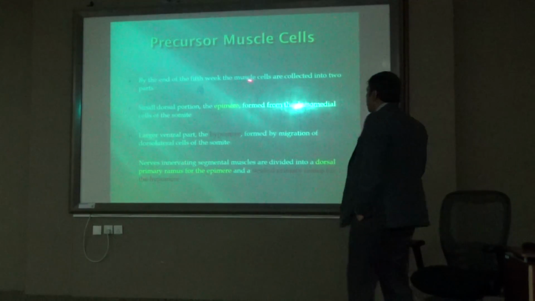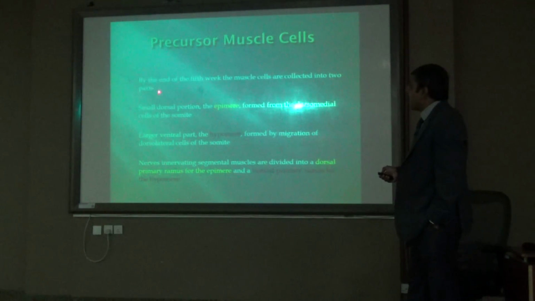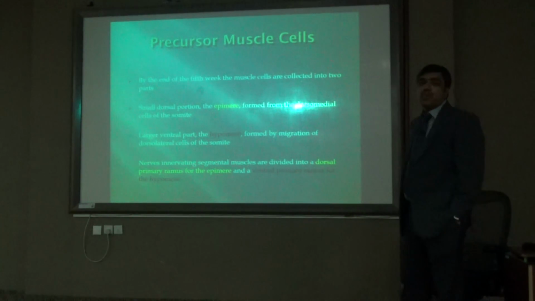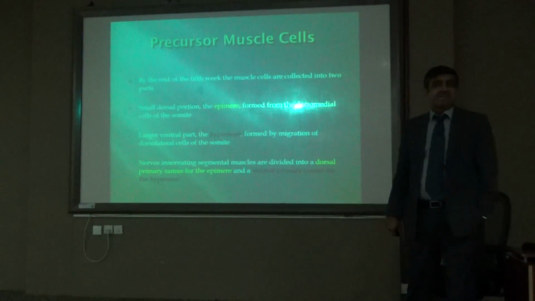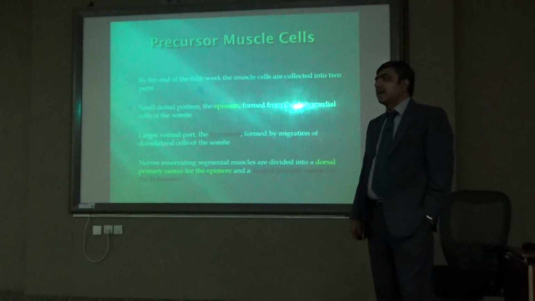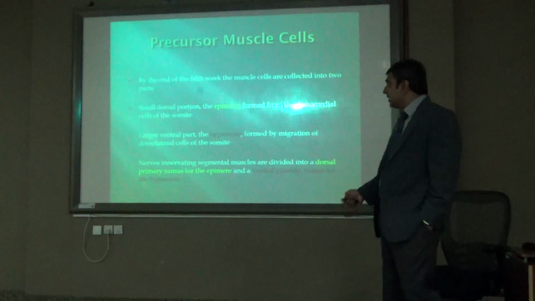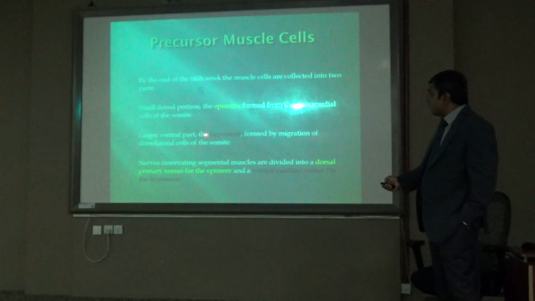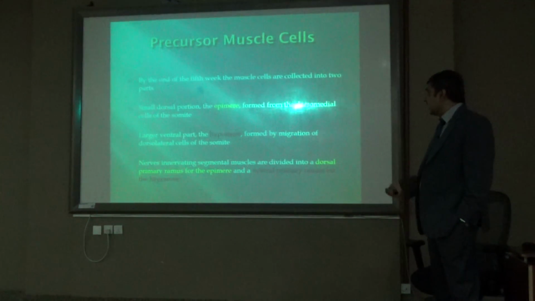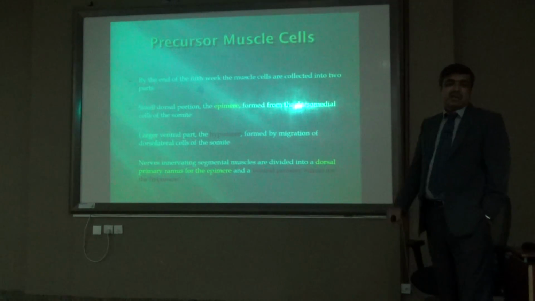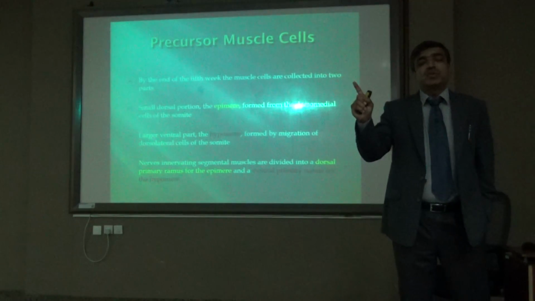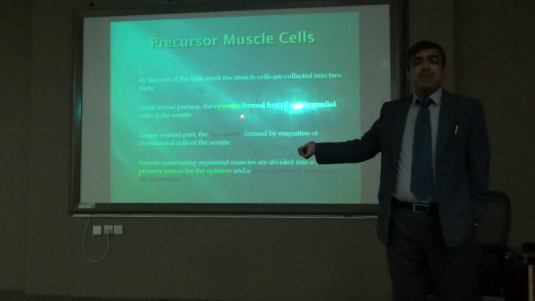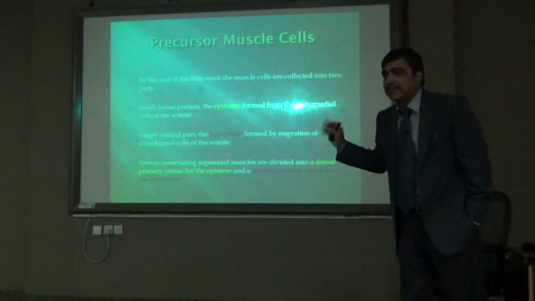By the end of the 5th week, muscle cells are collected into 2 parts, epimere and hypomere. The dorsal portion is the epimere, the larger ventral portion is the hypomere. Epimere is formed from the dorsomedial cells of the somite, whereas hypomere is formed from the dorsolateral cells of the somite. They come from the somite myotome portion, which is divided into 2 portions, epimere and hypomere. Just remember this.